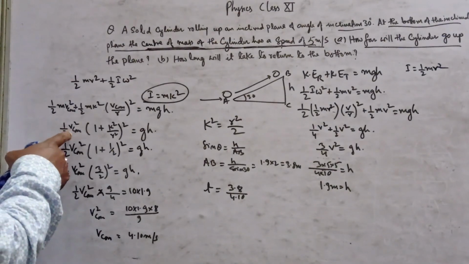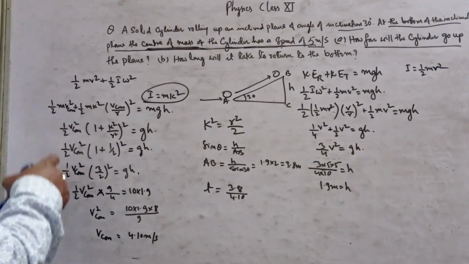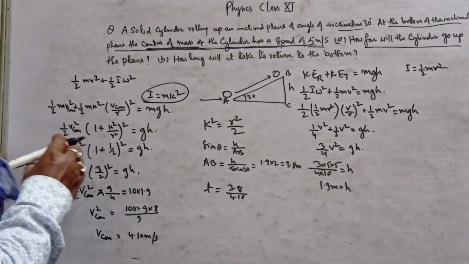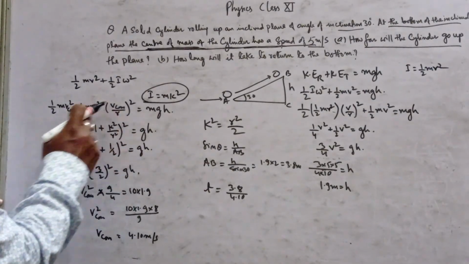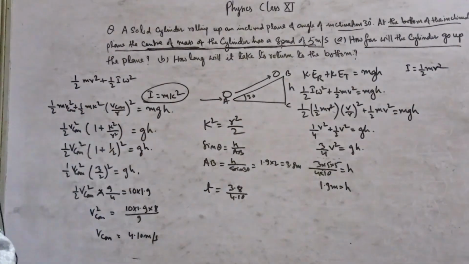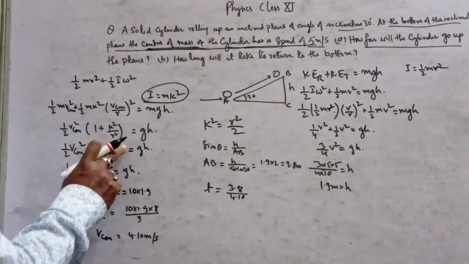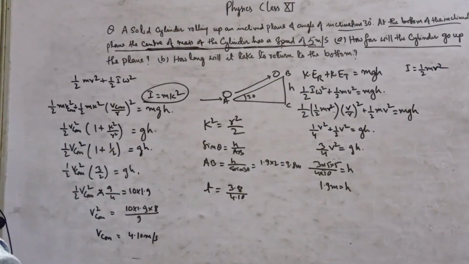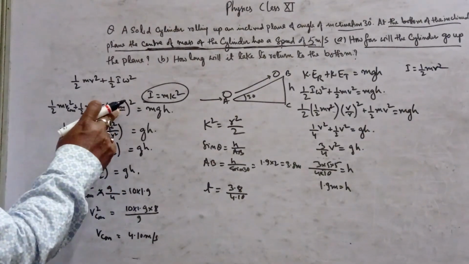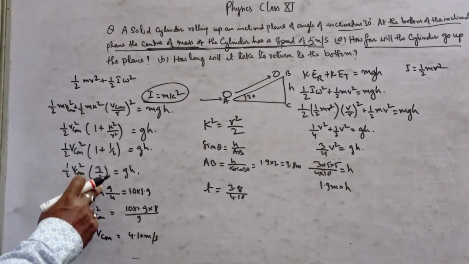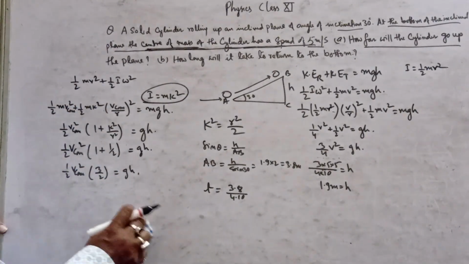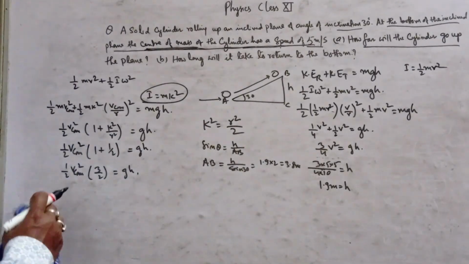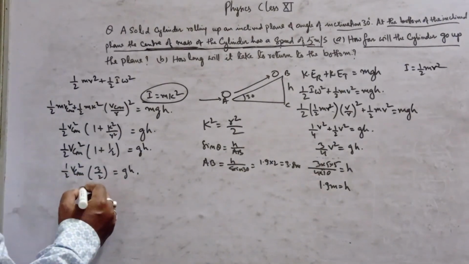When I take half V center of mass square common here, what will happen? Here, you have taken, so this square does not come here. There is no square here, you see. Because I have taken this r square, there is no square here. So ultimately I have done a little bit of mistake here. So here it will be how much?